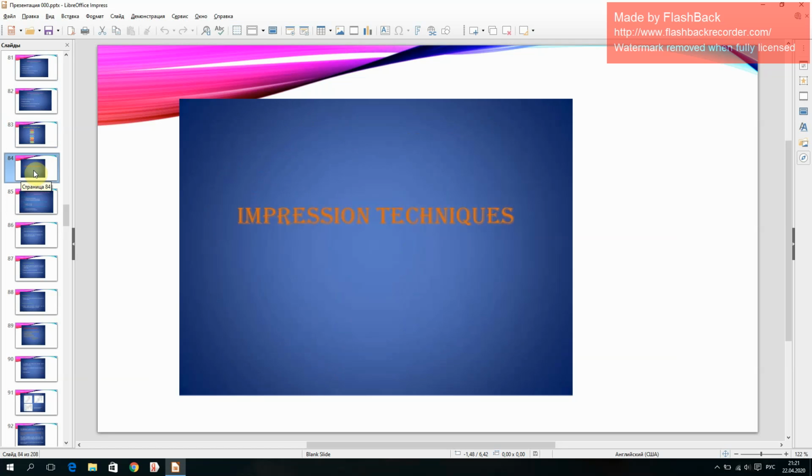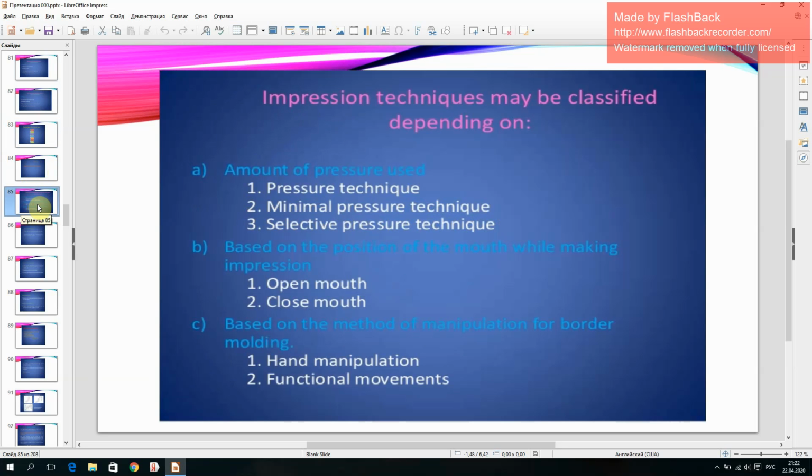Impression techniques. Impression techniques may be classified depending on amount of pressure used: pressure technique, minimal pressure technique, selective pressure technique. Based on the position of the mouth while making impression: open mouth, closed mouth. Based on the method of manipulation for border molding: hand manipulation, functional movement.